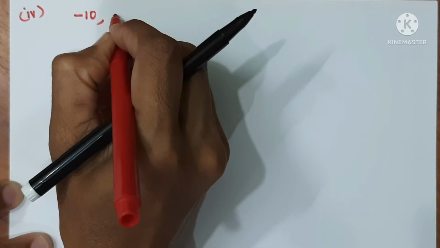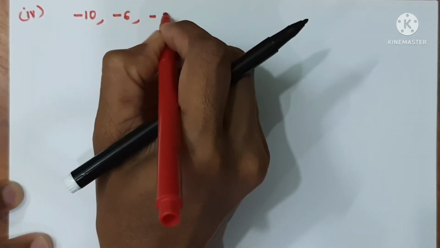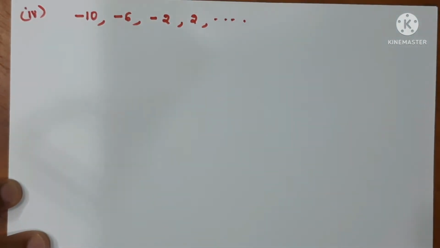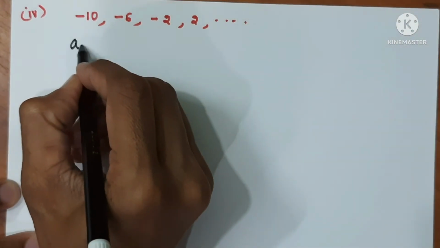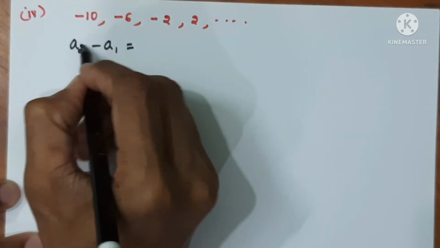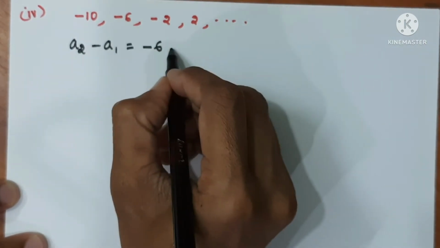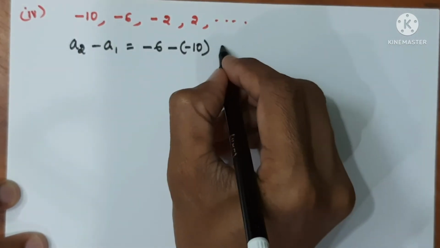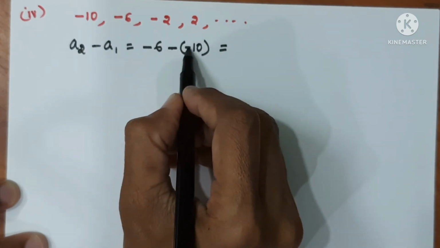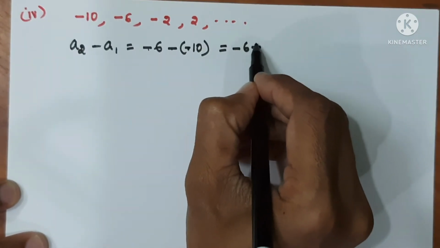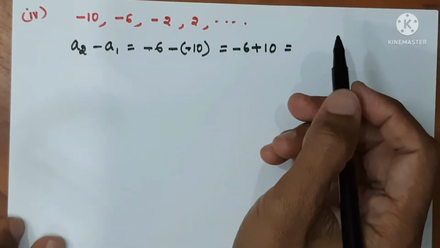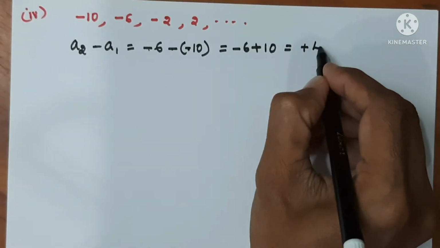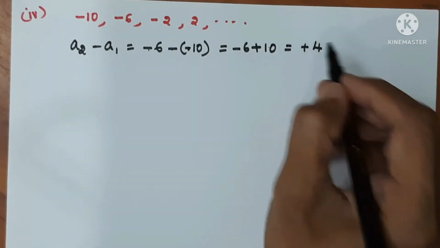Minus 10, minus 6, minus 2, 2, etc. First, let us identify whether it forms an AP or not. For that, A2 minus A1 equal to, second term is minus 6 minus, first term is minus 10. We have to put the bracket before writing the minus 10. Now, minus into minus we get plus, minus 6 plus 10. Here these numbers are having the opposite sign, so we need to subtract. Subtracting we get plus 4 because the bigger number is having the plus sign.